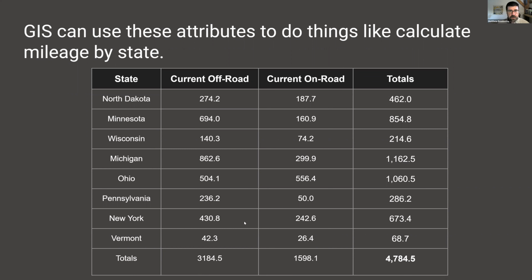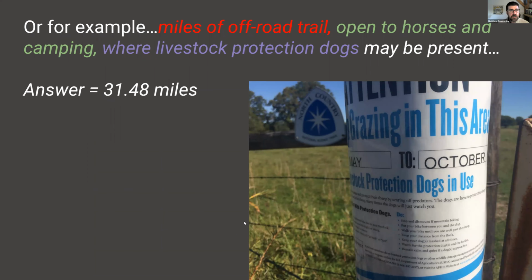A kind of goofy example of that would be the Dakota grasslands in North Dakota. They have some interesting signage about these livestock protection dogs that are out on the trail, literally just out there guarding sheep, and they will run up to you and intimidate you. So for example, we could use GIS to calculate the miles of off-road trail open to horses and camping, where livestock protection dogs may be present. So you can just build and build and build your query in GIS and do all kinds of different analysis.